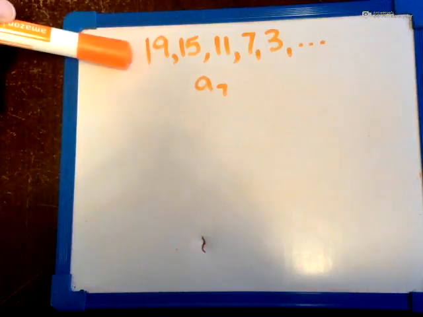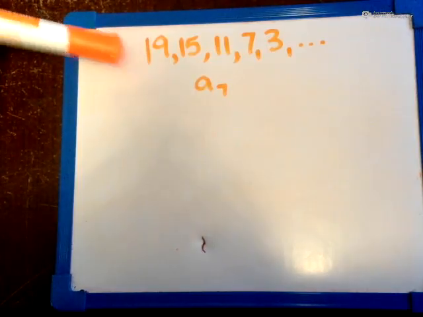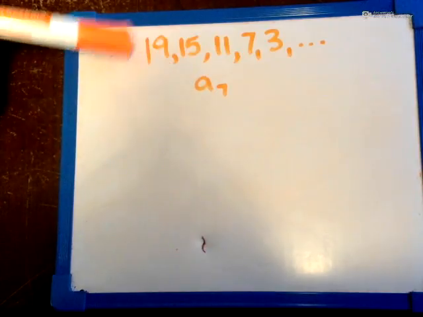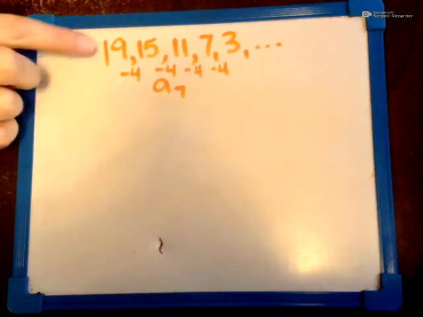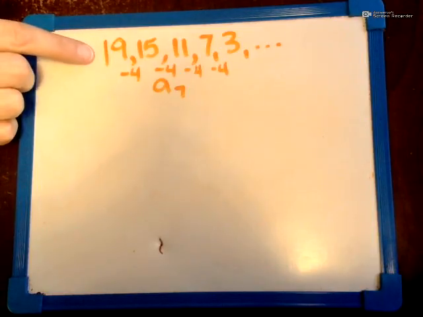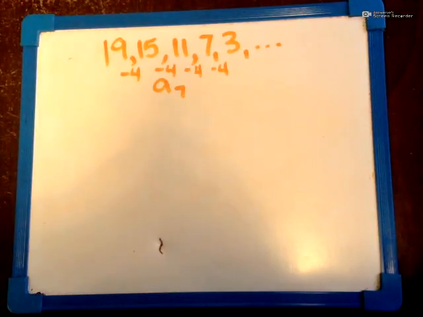So this is the sequence they give you, and they want to know what the number is going to be for a sub 7. So we have 1, 2, 3, 4, 5, and then we need to figure it out for a sub 7. You can see here that the difference between each of these numbers is minus 4, so our constant is going to be minus 4. So from here, you're going to create a formula.